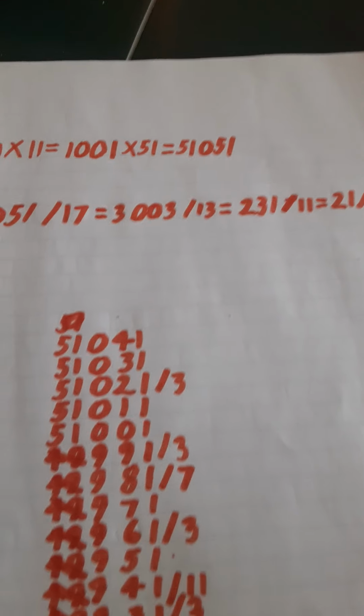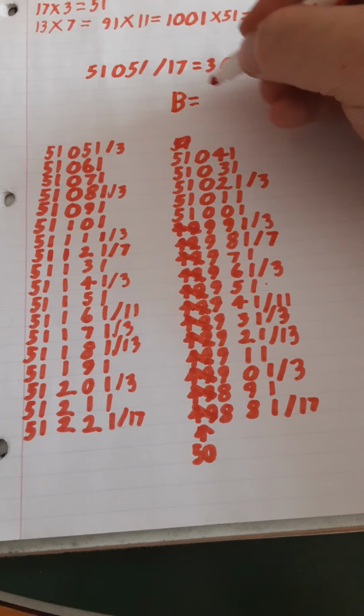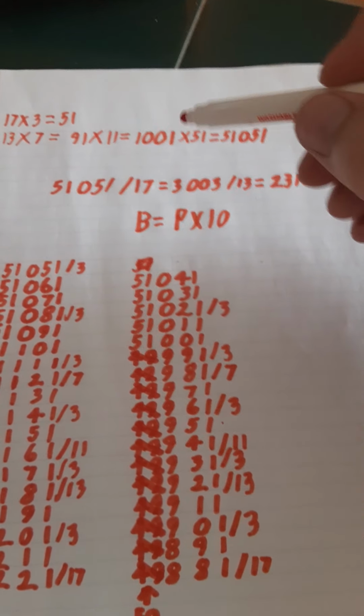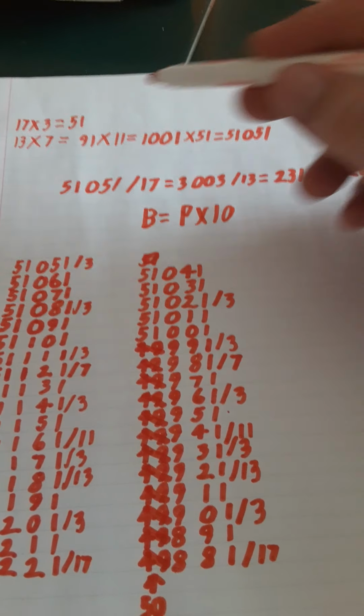The importance of that formula, B equals P times 10. Well, I remembered how to find the next number that's going to end in 1 that has 17.